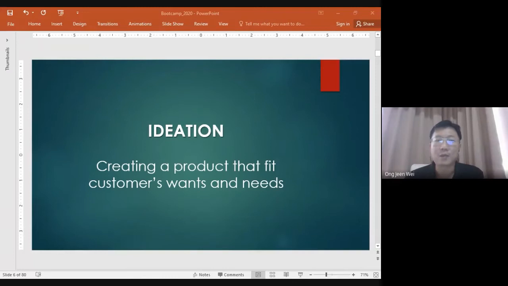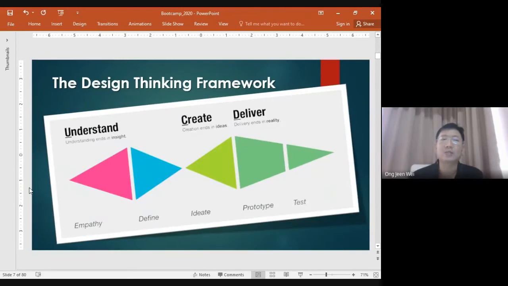What we will be doing here is using the value proposition canvas, and we will also be using the concept of design thinking. If you have no idea what design thinking is, it is basically a framework involving a process of creating ideas that fit what the customer wants. The very first stage of design thinking is to empathize with your customer.